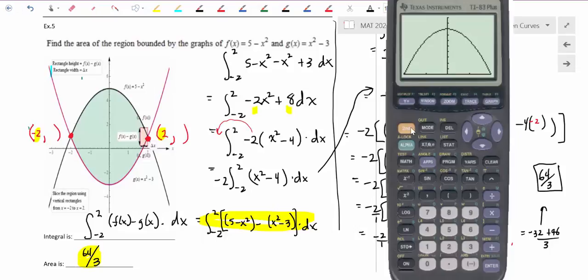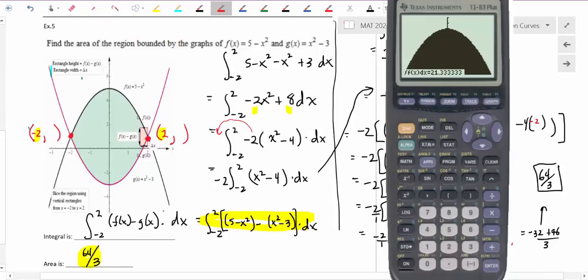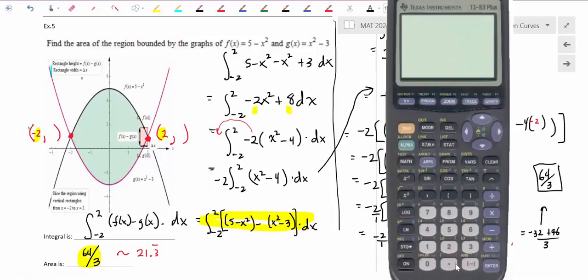And then we go second trace, option 7, put in the lower limit of the integral, which is -2, put in the upper limit of the integral. It'll shade it, and then it'll give you a decimal approximation. Okay, so it's giving the decimal approximation of 21.3, and those 3's appear to repeat. So if you want to see if you're right on this problem, then just take 64 divided by 3, your exact answer, and see if that's 21.3.